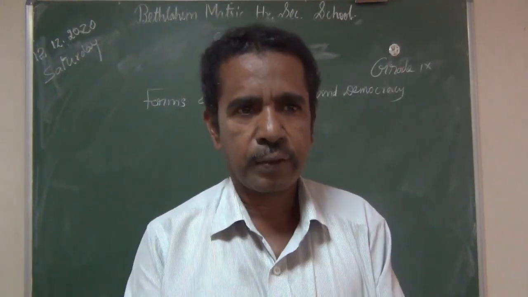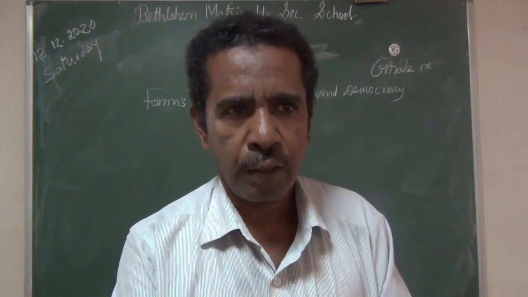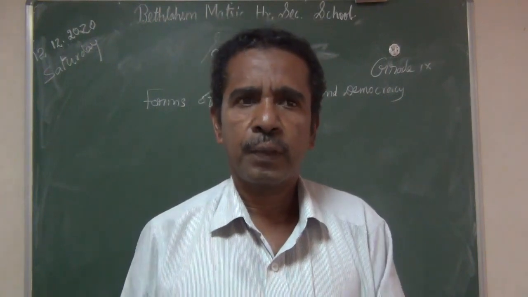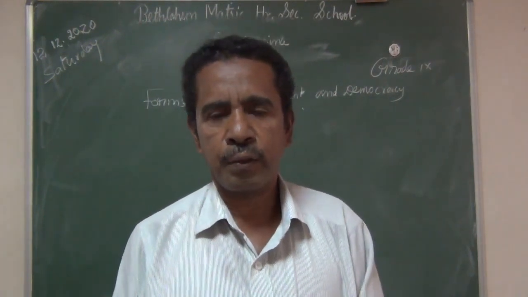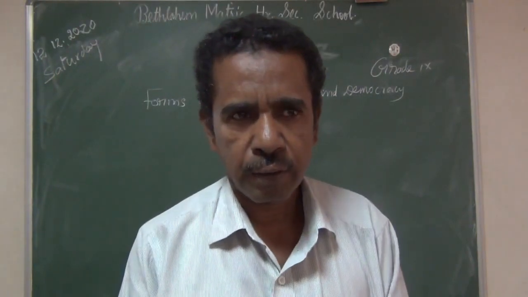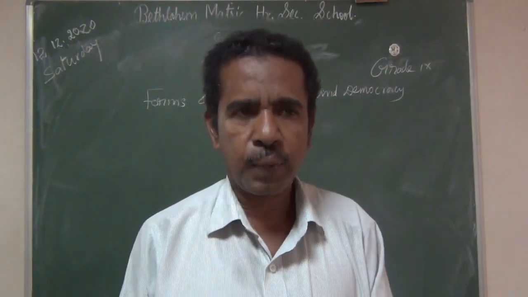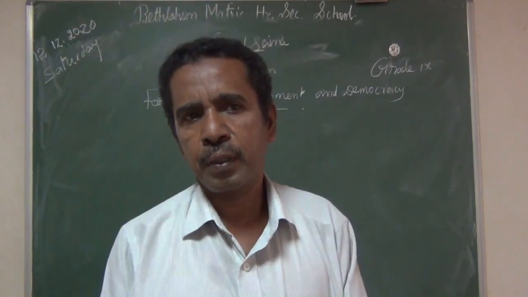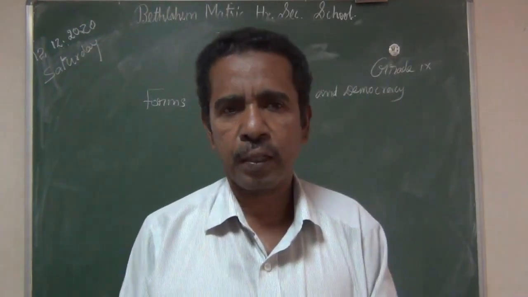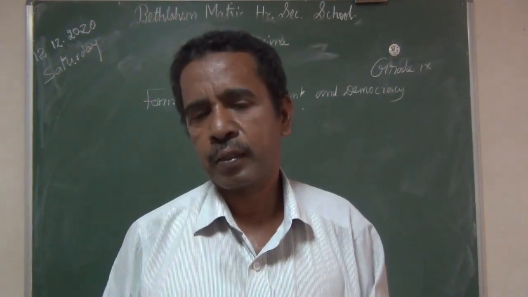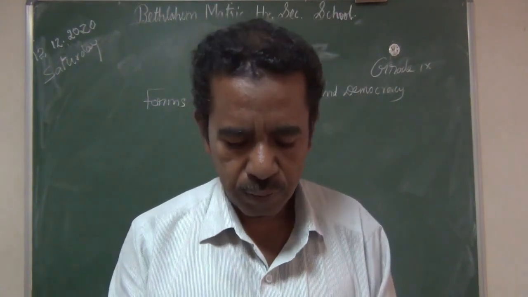First one is literacy. Still, many people are illiterate. Illiterate means one who does not know how to read and write. The government is taking many steps towards the eradication of illiteracy, such as free and compulsory education and Sarva Shiksha Abhiyan.